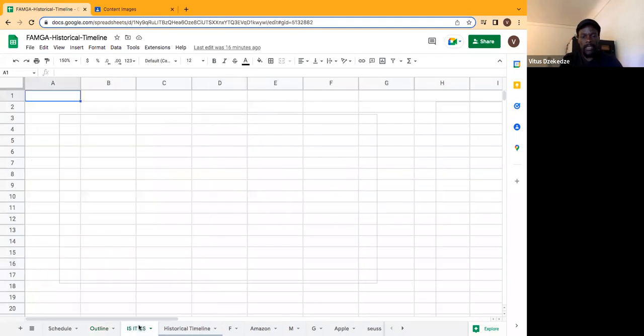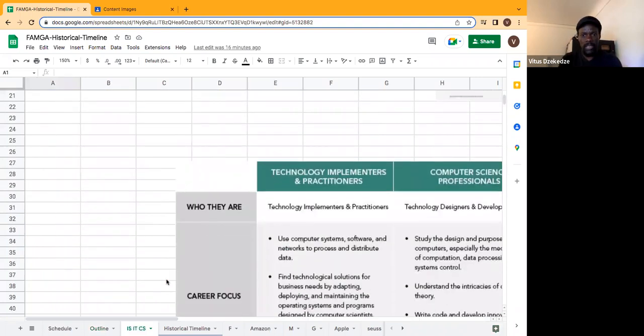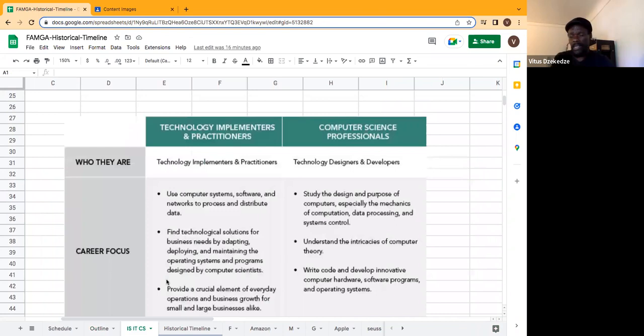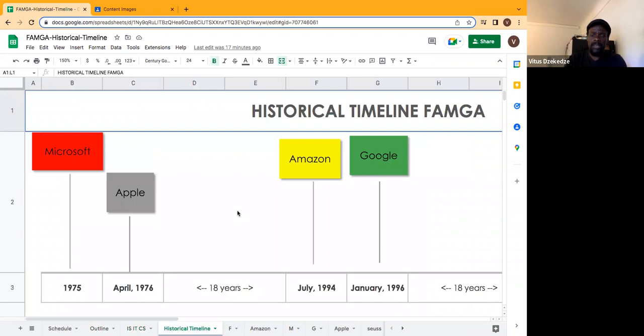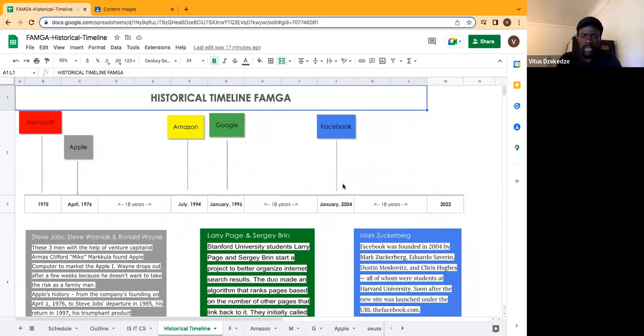All right, so we talked about IT, IS, and computer science and the major differences. We'll be talking about IT careers later next week. And to get a little bit of a timeline on these companies and the FAMGA companies per se, again, let's take a quick look at the history to see that should help us in our own entry into IT. So in 1975, probably older than most of us, Microsoft was formed.